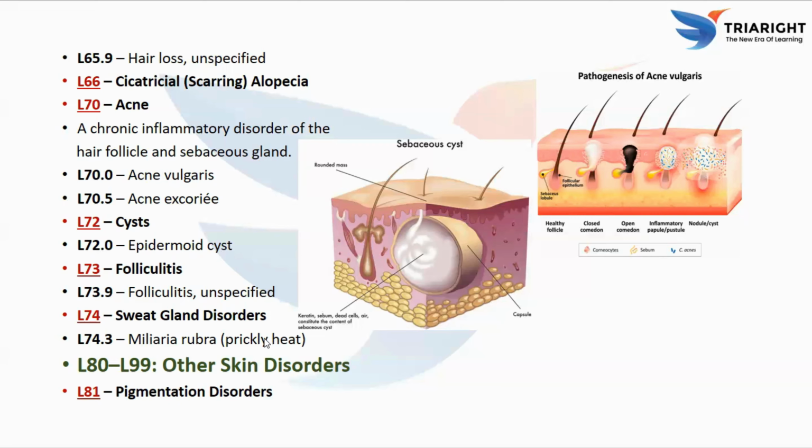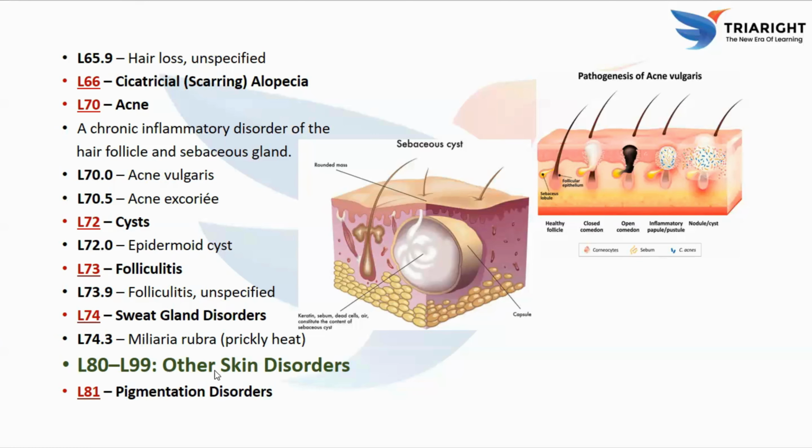So next coming to L73 code. This is assigned for folliculitis. What do you mean by folliculitis? It's an inflammation or infection of the hair follicles. How does it appear? Red bumps, pustules, itching, and sometimes you can even experience pain. L73.9 is the subcode, folliculitis unspecified. Whenever folliculitis is documented but the stage or site is unspecified, you have to assign the code L73.9 for unspecified category.